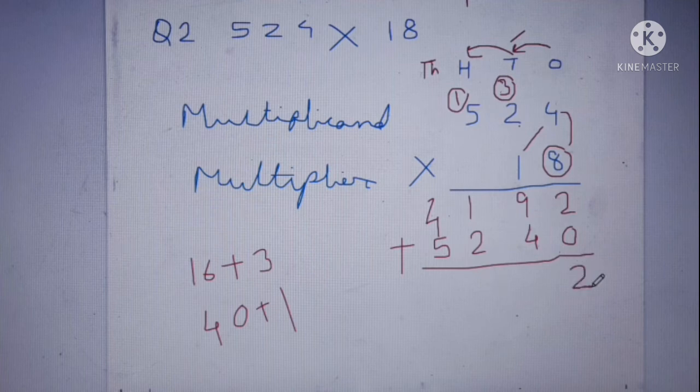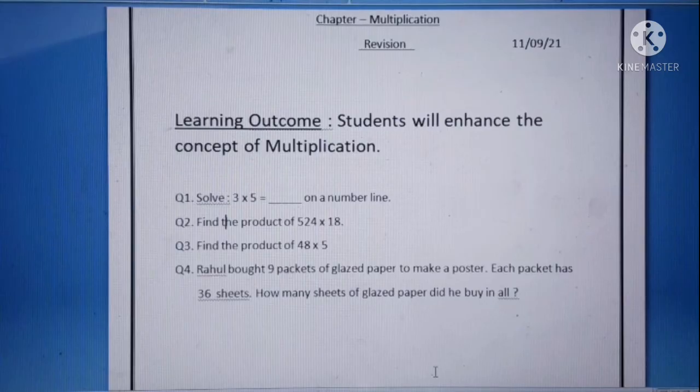So 9 plus 4 is your 13. 1 will be carried over to hundreds place. You count all the digits in the hundreds place. 2 plus 1, 3. 3 plus 1, 4. Then let's count the thousands place. 4 plus 5 is 9. So here we get it, children. The product is 9,432.